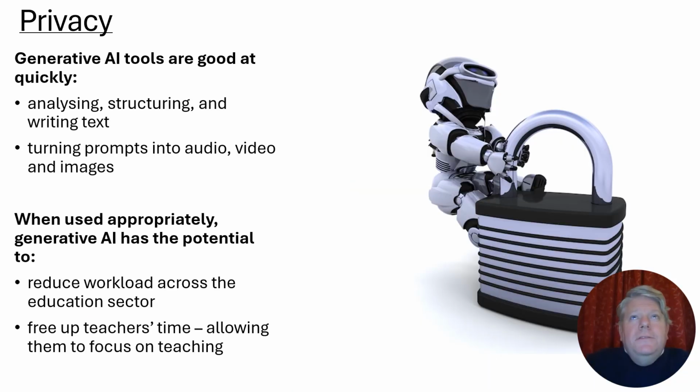So AI tools are very good at some things and they're not so great at other things. What they're very good at is analyzing and structuring and writing text. They're very good at finding patterns in data. That's particularly machine learning, and generative AI is very good at taking those patterns and that information and then generating something new from it. They turn prompts that we give them, instructions that we give them, into audio, video, text and images. That's what they're very good at.